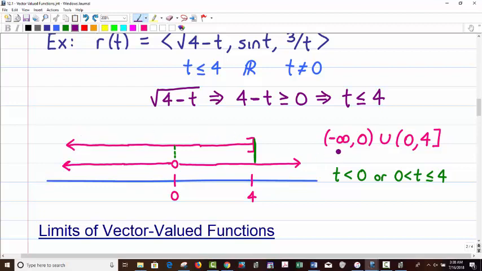So, reading it from left to right, like you would in interval notation, you would have negative infinity to 0 with parentheses, because you're not touching 0, union with parentheses for the same reason, 0, but a square bracket at 4, because it can equal 4 exactly. And then here it is written in inequality notation: t less than 0 or 0 less than t less than or equal to 4. So there's the process for finding the domain of a vector valued function.